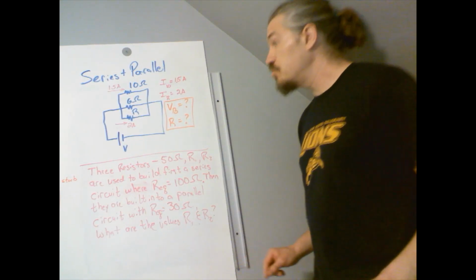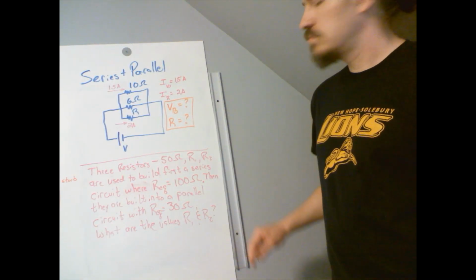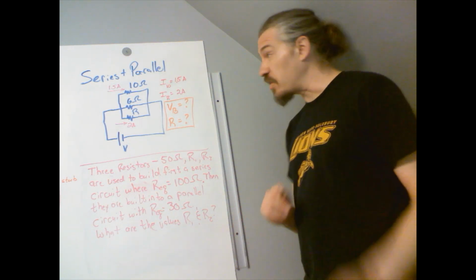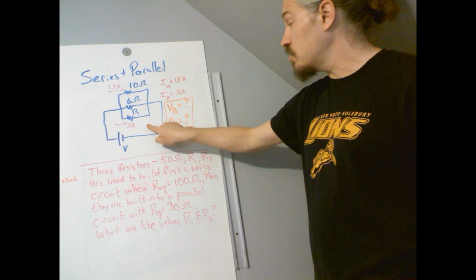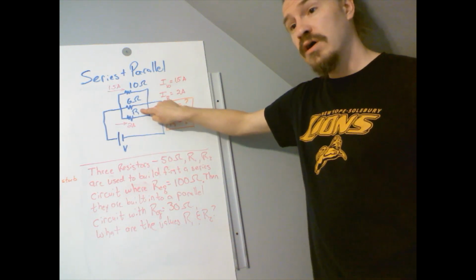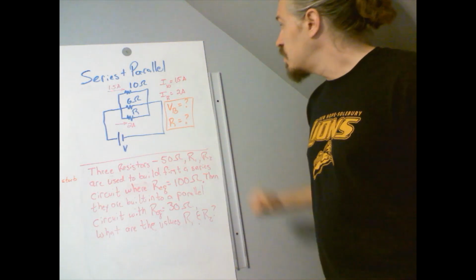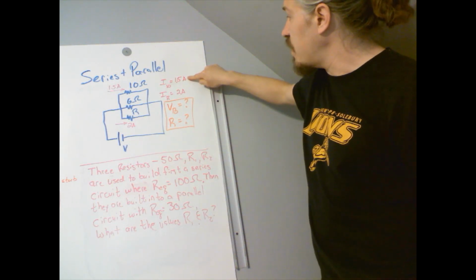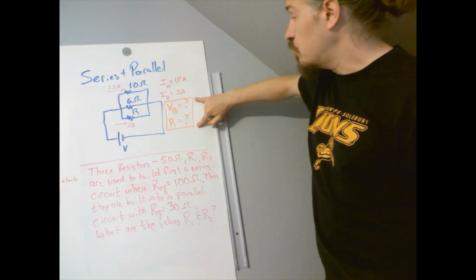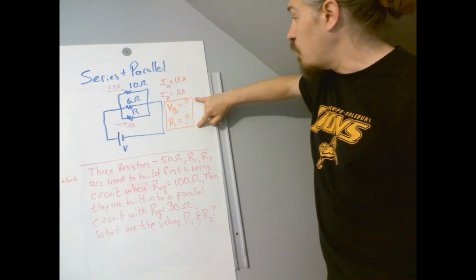Okay, 2 more problems for you to try on your own. First one, parallel circuit, unknown battery, 10 ohm, 6 ohm, unknown resistor. The current to the 10 ohm resistor is 1.5 amps. The unknown resistor is 2 amps. I want to know what's the voltage of the battery and what is the unknown resistor.